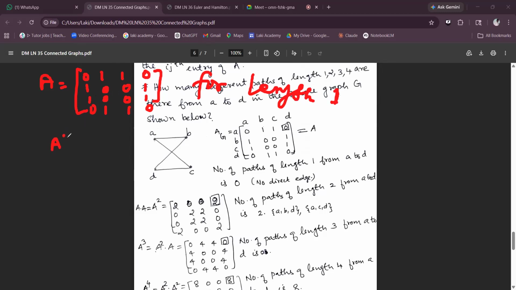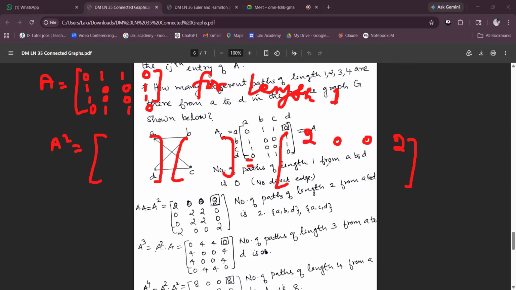If you are finding for length 2, you have to find A squared. A squared means A into A, and you know this is basic multiplication. I didn't understand. Number of paths means number of direct connections, like there's no direct connection in it. That's right. A squared means what?